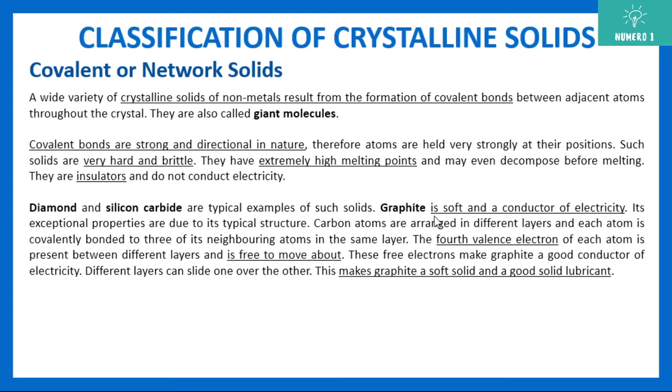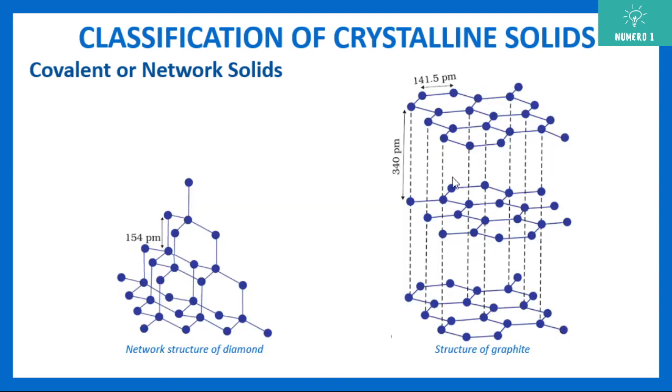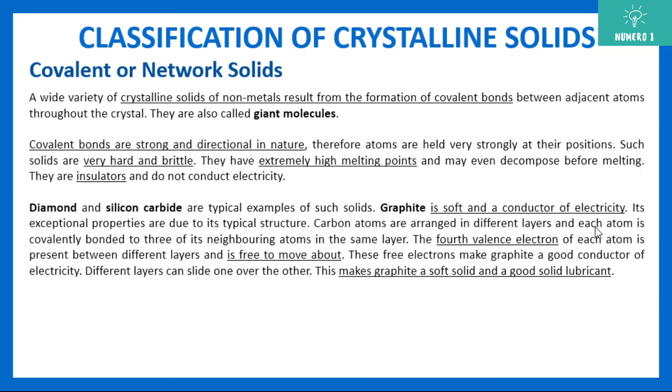Remember this part. Graphite is soft and a conductor of electricity. Its exceptional property, that is conduction of electricity, is due to its typical structure. The carbon atoms are arranged in different layers. You saw already that it is arranged in layer 1, you can see layer 2, and this is your layer 3. Each atom is covalently bonded to three of its neighboring atoms in the same layer, and the fourth electron of each atom is present between the different layers and is free to move about.